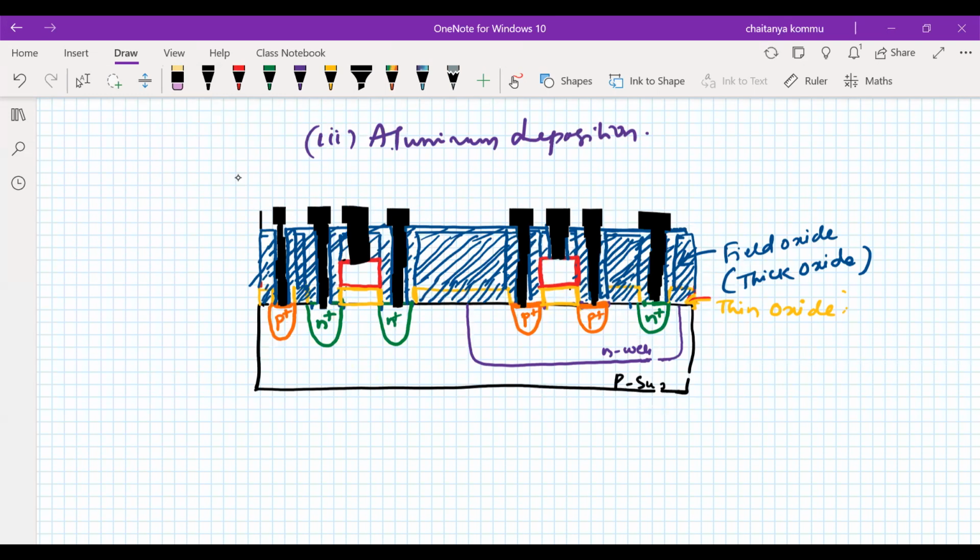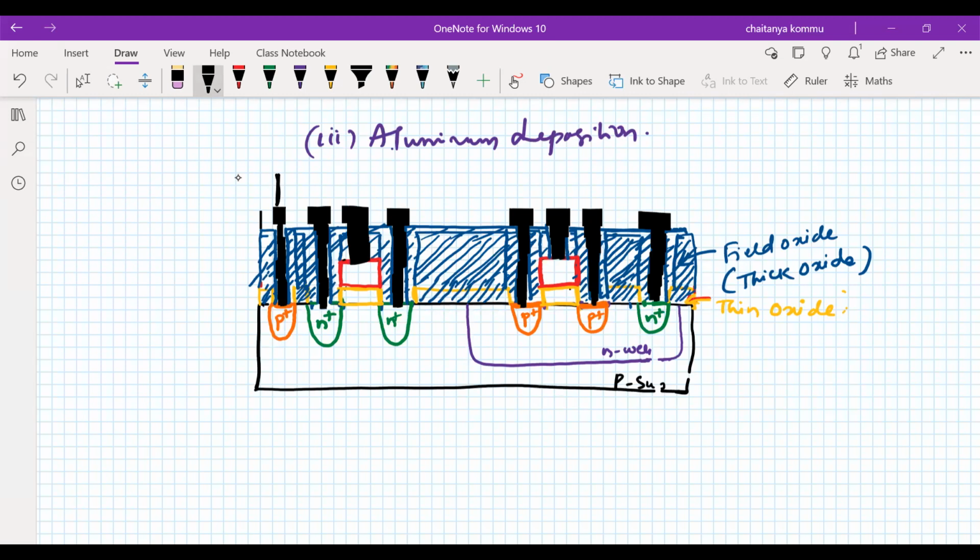Clear? So aluminum deposition means we have to put the aluminum atoms on top of the surface. Therefore, that will cover and touch each and every terminal of every material of the transistor. Okay, and we have to remove unwanted aluminum by using the etching process. So this is the final product for our design, for our circuit.